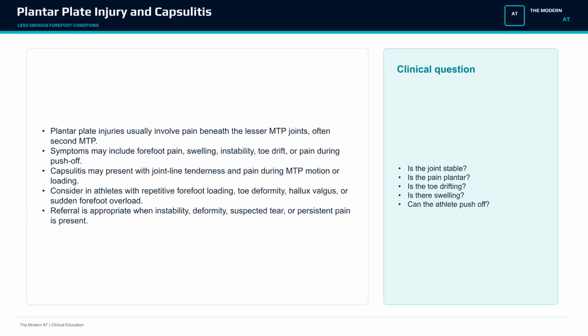Consider these conditions in athletes with repetitive forefoot loading, sudden overload, hallux valgus, toe deformity, or increased metatarsal head pressure. Ask whether the joint is stable, whether pain is plantar, whether the toe is drifting, and whether the athlete can push off. Persistent pain, instability, deformity, or suspected tear should be referred.